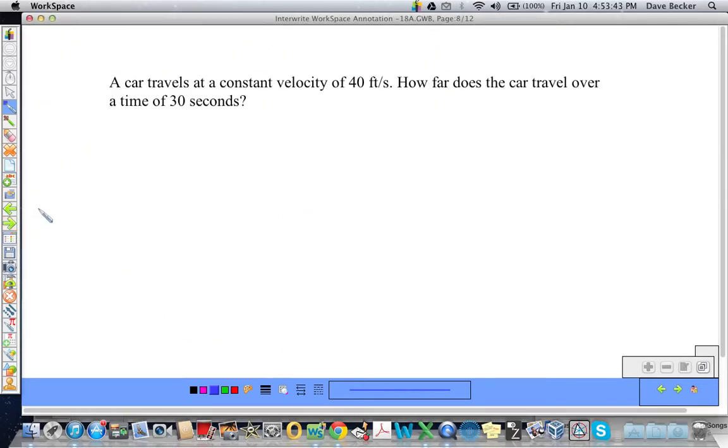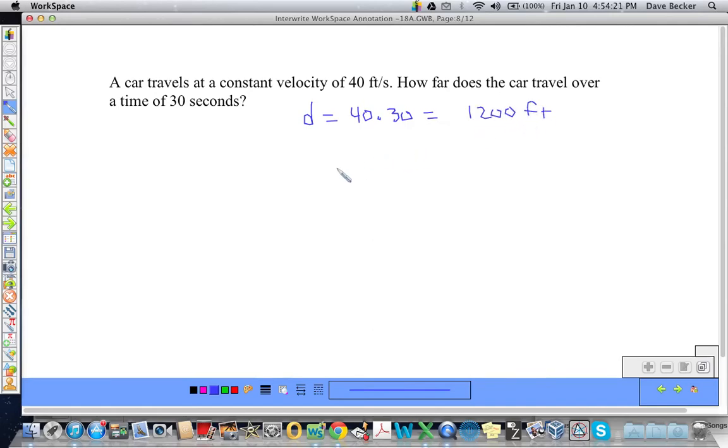And so you might be asking, well, why is that helpful to us? I'm just going to give you a real simple example as to why finding the area under a curve is helpful to us. Here we have what we're going to call a distance problem. We have a car traveling at a constant velocity of 40 feet per second. How far does the car travel over a time of 30 seconds? Well, that's simple. Distance equals speed times time. Speed's absolute value of velocity, so that would be 40 times 30, which is 1,200 feet.